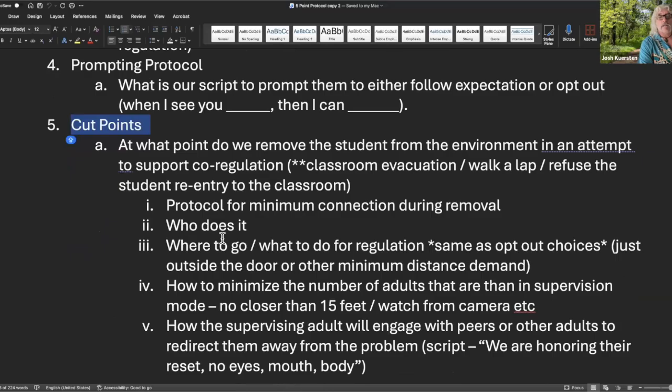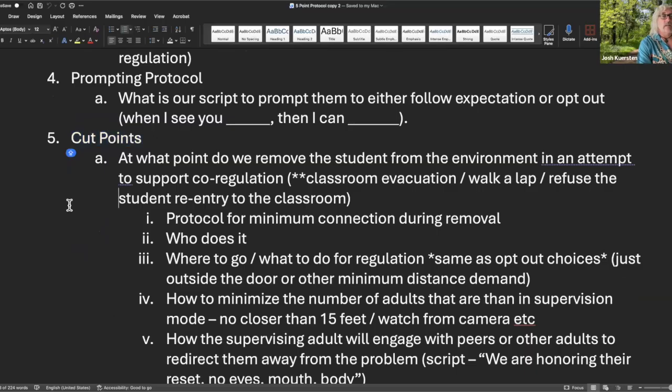And that's what all this is about. Who does it? Who watches? Where do they watch from? How do we minimize? That's it. Those are the 5 things. If we start with those 5 things, I'm telling you, we'll address the majority of behavior that happens.